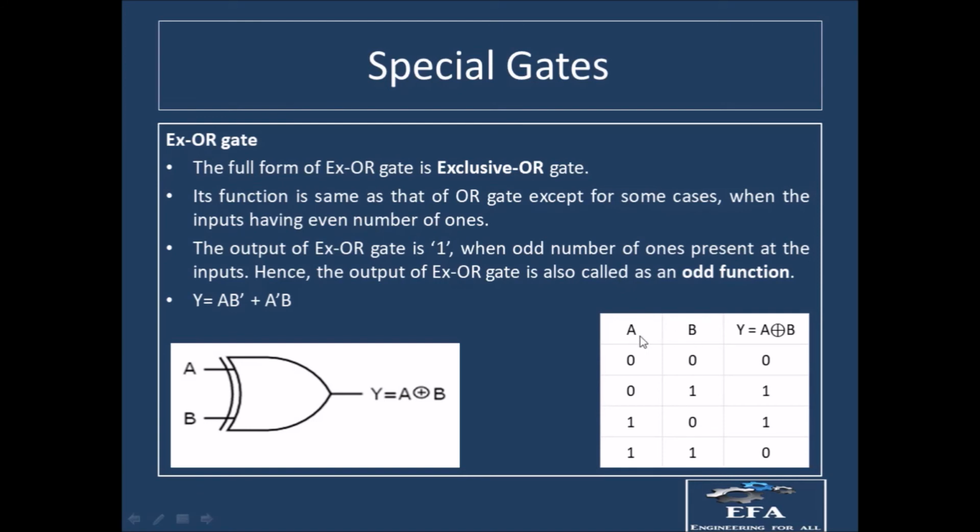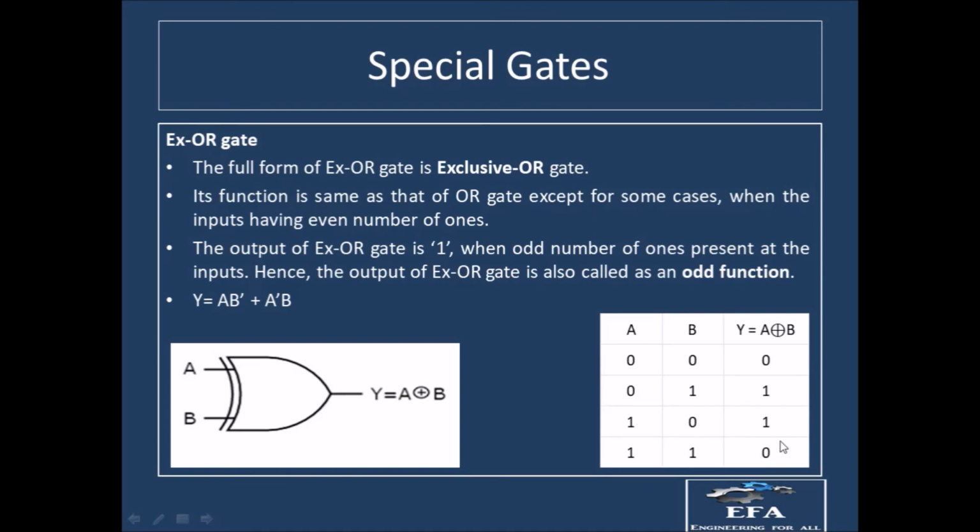So we have two inputs, A and B, and a single output Y, and this is A XOR B. This is the symbol for the XOR gate. You can see that the output for the first three entries is 0, 1 and 1. This is exactly the same as in the case of the OR gate; only the last entry is different. This is the special case of the OR gate, where the output is equal to 0. Therefore this gate is known as the XOR gate.